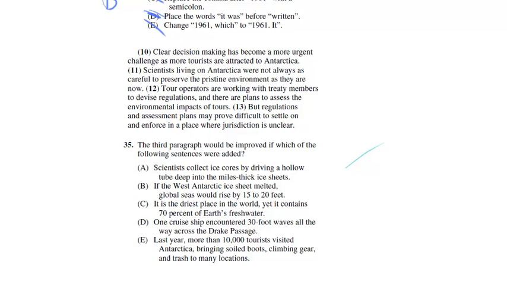Let me just pick a pen color here. I don't know. How about that? That's ugly.